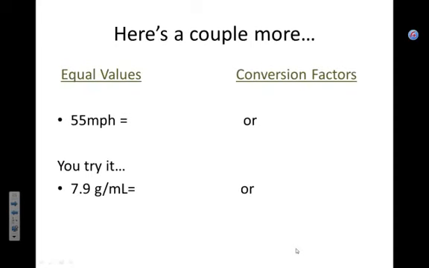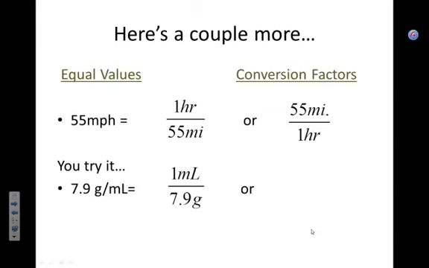Here's a couple more. 55 miles per hour. Whenever you have a per, like miles per hour or grams per milliliter, that means per one of the other things. So 55 miles per hour means an hour for every 55 miles, or 55 miles for every 1 hour. 7.9 grams per milliliter. What would the two conversion factors for that be? Yes, it would be a milliliter per 7.9 grams, or 7.9 grams per 1 milliliter.